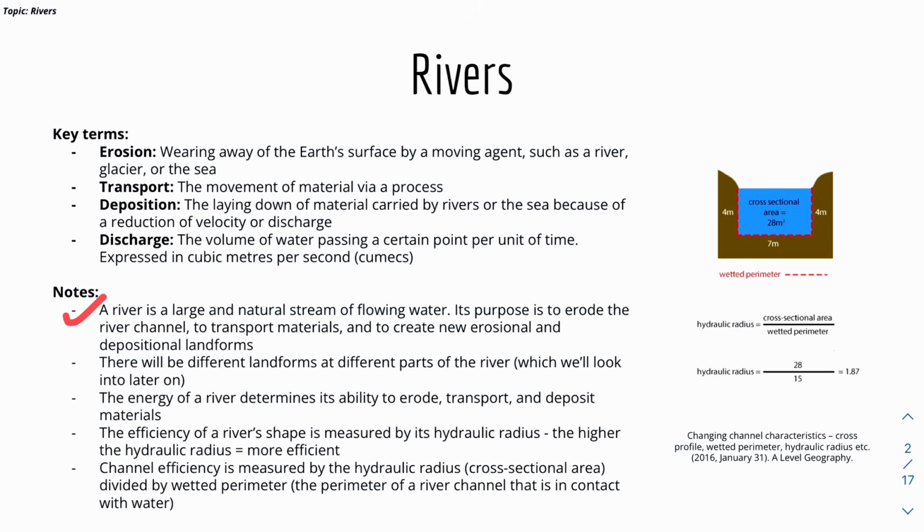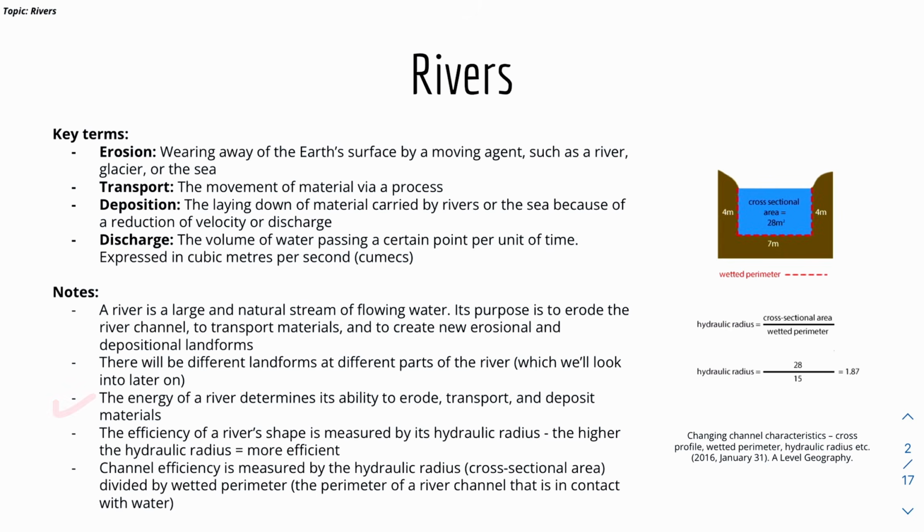So here are some notes. Number 1. A river is a large and natural stream of flowing water, and its purpose is to erode the river channel and to transport materials and so on. And because rivers can be found in different parts of the hill or the mountain, for example in the higher part, the middle part or the lower part, because of its different height and different features and characteristics, this means there will be different landforms at different parts of the river.